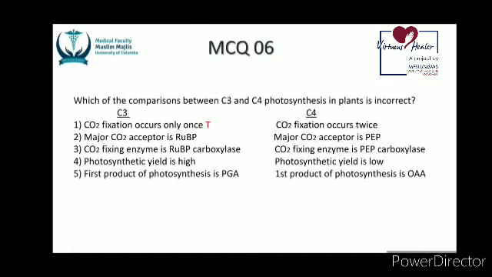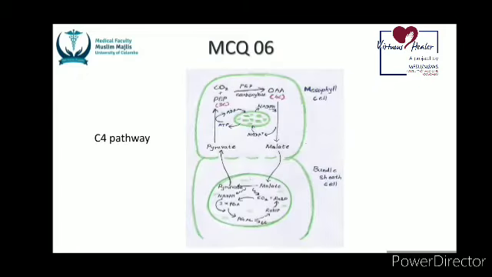This is also true. The first carbon dioxide fixation occurs in the cytoplasm of mesophyll cell, while the second carbon dioxide fixation occurs in the stroma of the bundle sheath cell chloroplast. Again, in this diagram, you can see that after forming oxaloacetic acid in the mesophyll cell cytoplasm, this oxaloacetic acid will be converted into malate by using NADPH that is produced in the mesophyll cell chloroplast during the light reactions.